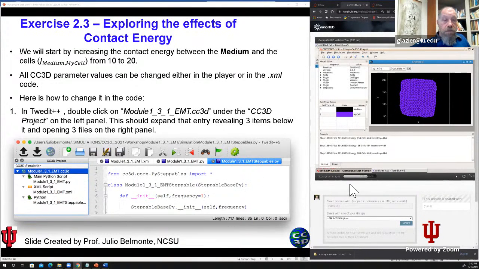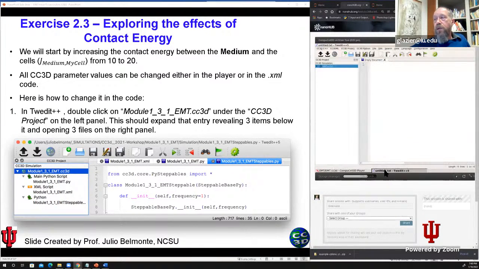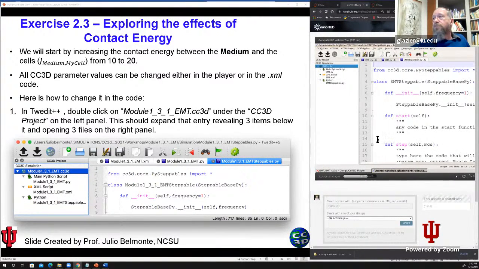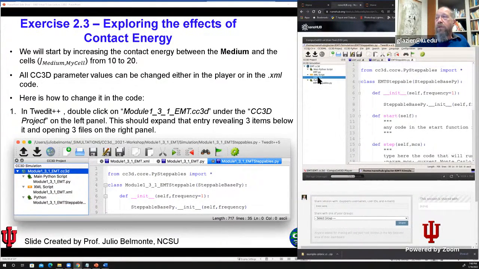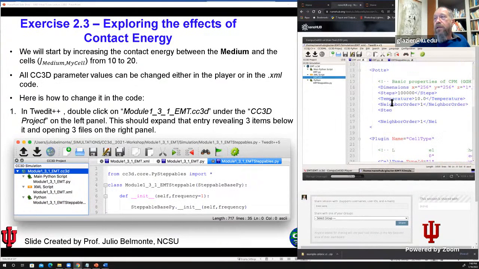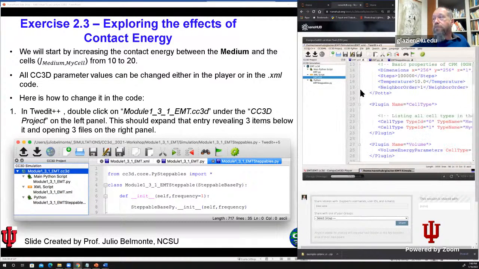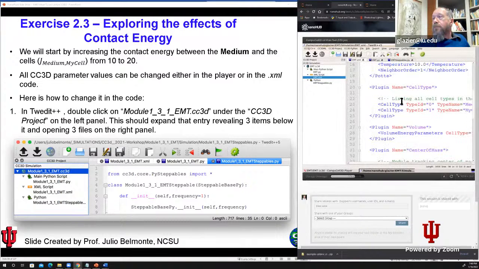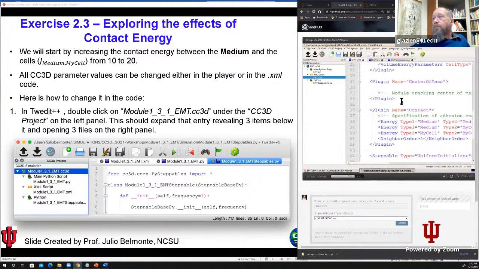So let's see what happens when we change the contact energies between cells and cells and cells and medium. Let's go back to CompuCell. Let's open our simulation. And let me see if I can, I'm going to expand this a little bit here. Everything we're going to do now is going to be in our XML here. So select the XML. Now let me see.